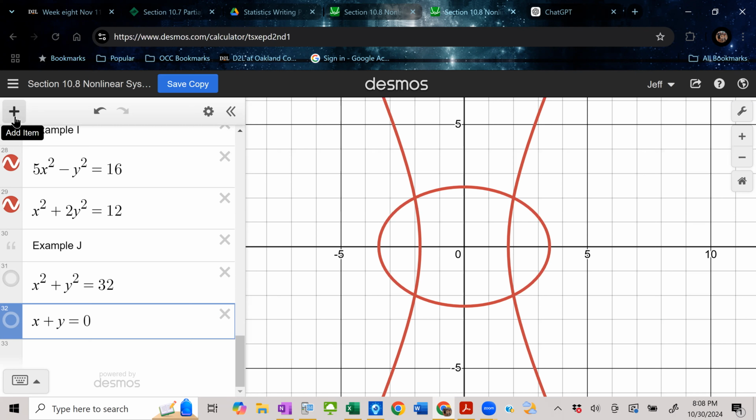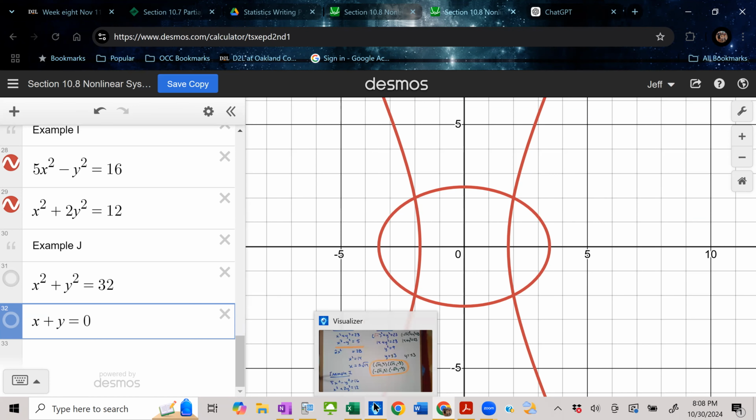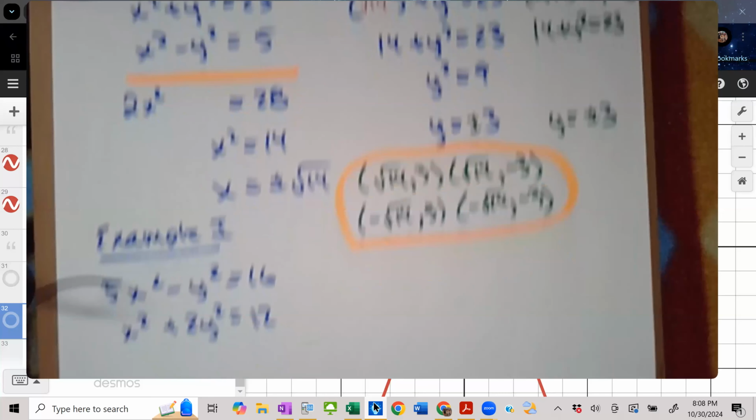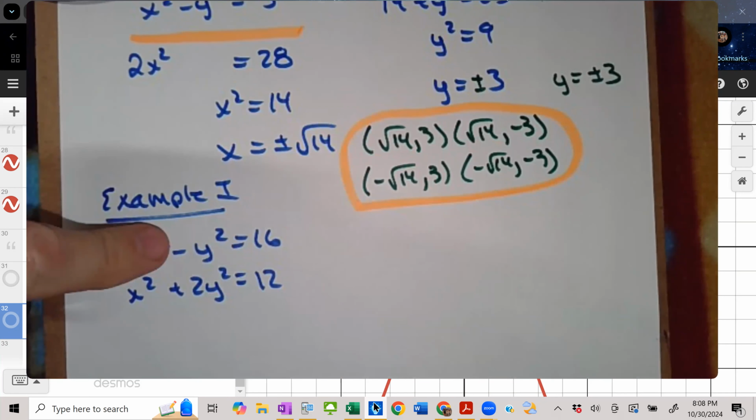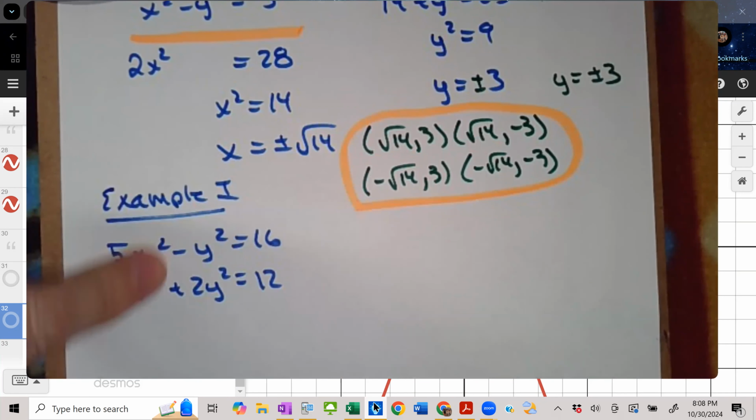So last chance to pause the video before I start working on this. Ready, fire, aim. Bam. I can multiply the bottom equation by -5 to get the x squares to drop out. But I think I'd rather multiply the top equation by 2. It's just a smaller number. So let's do that. Multiply the top equation by 2.